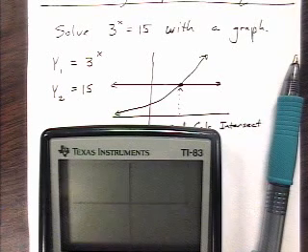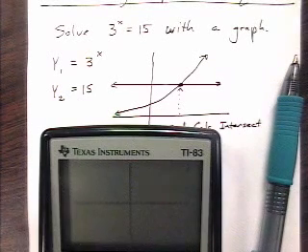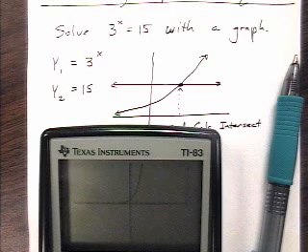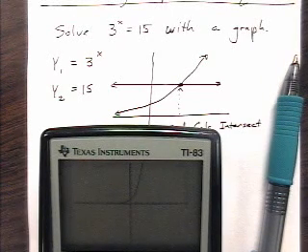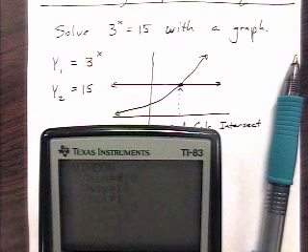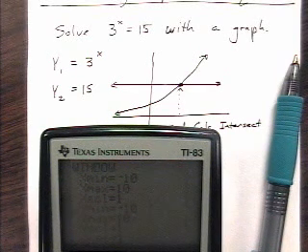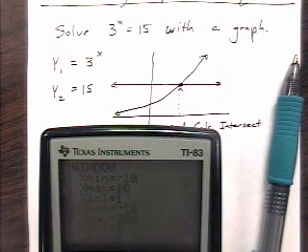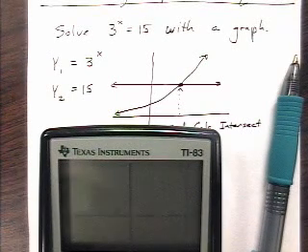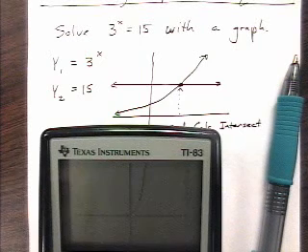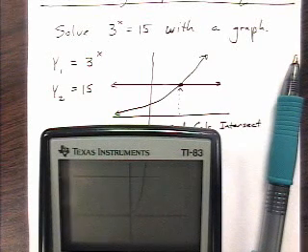We'll go to zoom 6, and that gives you that window. But you'll notice that y equals 15 isn't on that graph. That's because it's above the graph. We need to expand our y values, maybe go up to a high y value of 20. Then take a look at our graph. We'll see our 3 to the x here in a second, and then we'll be able to see our y.